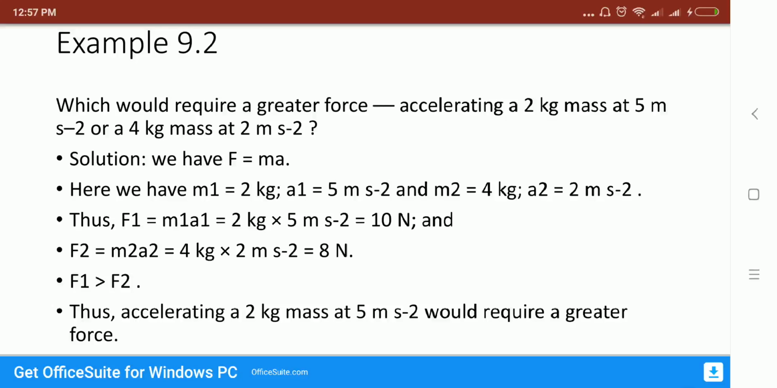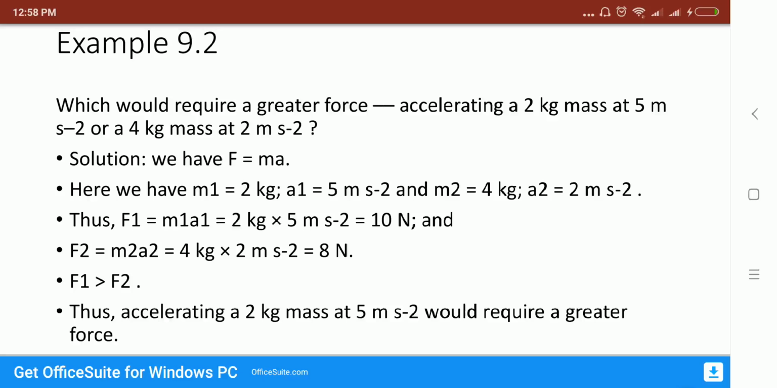First, in which m is 2 kilogram, a is 5 meter per second square, replace the value. So our force is 10 Newton. And in the second case, mass is 4 kilogram and acceleration is 2 meter per second square. So by replacing this value, the force value becomes 8 Newton. It means here F1 is higher than F2.